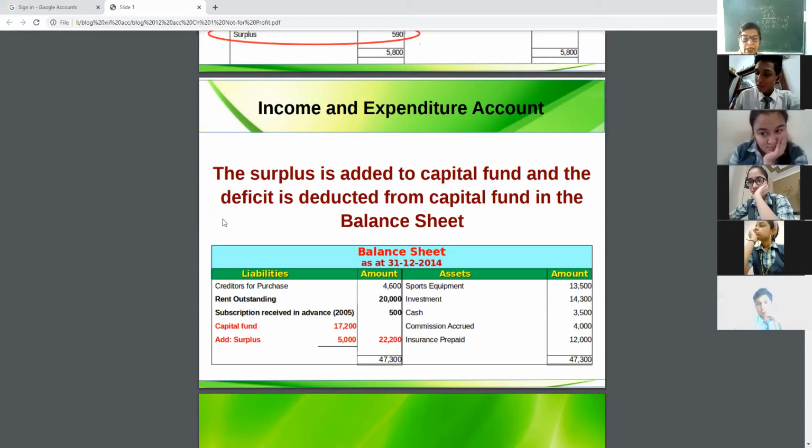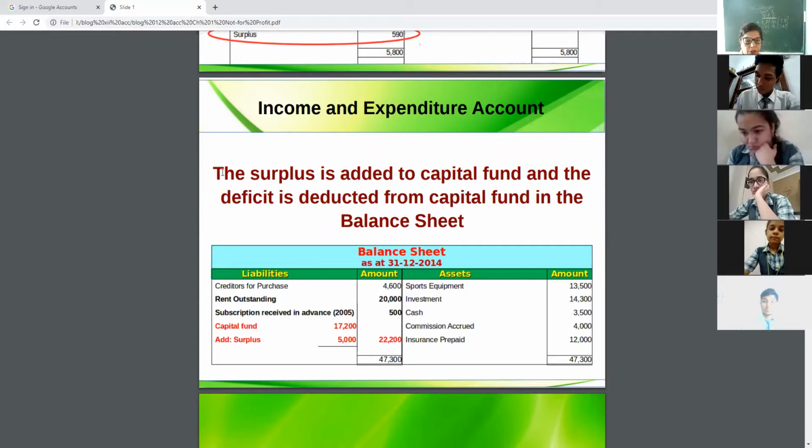See, my dear children, this is not a new thing for you. Surplus means net profit for the profit organization, and they add it to capital. Deficit means net loss, and they deduct it from the capital. Same way, here also. Surplus will be added because surplus will increase their fund. Deficit is deducted because deficit means loss, which will be reduced from the capital fund.